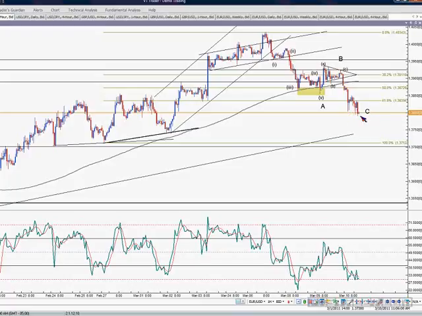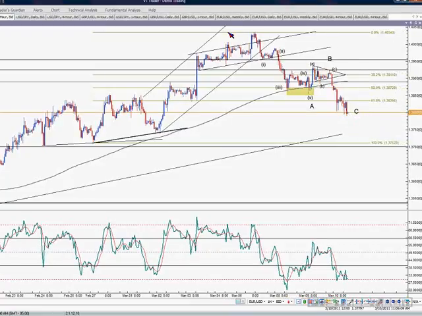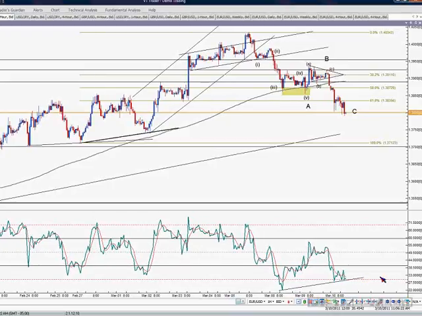Okay, and that would be an area to look for support here. What you also see in the 1 hour time frame is that we have a bullish divergence forming. Now, price action right now is too heavy to call a bottom. Okay, I would not want to call a bottom.